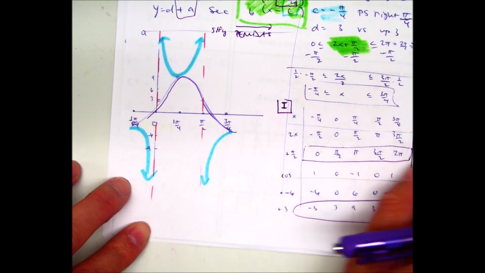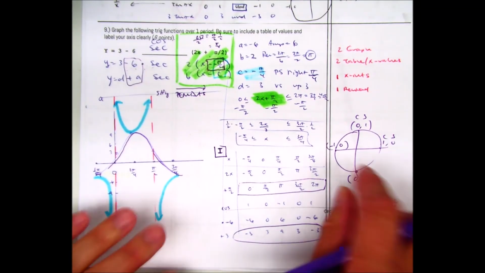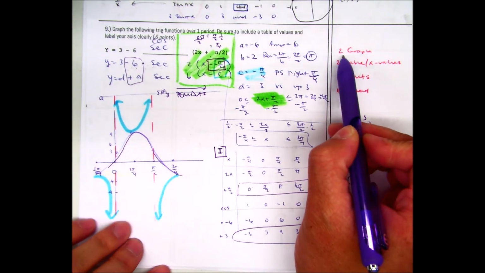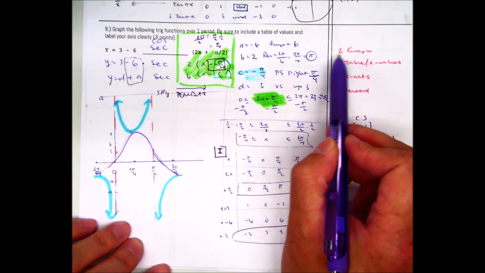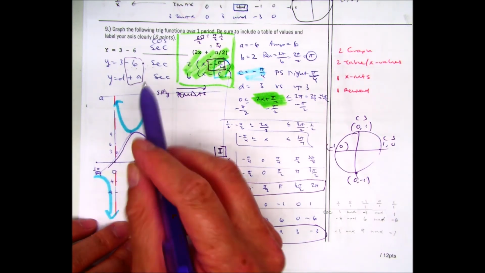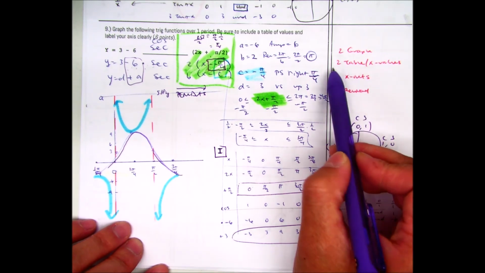So how did I award you points? I'm going to show you some variations of how to graph. 2 points for the graph. What I'm looking for here is the accuracy of the graph: 1 point for the accuracy of the graph and 1 point for the general shape of the graph. 2 points for the table. What do you get for the table?